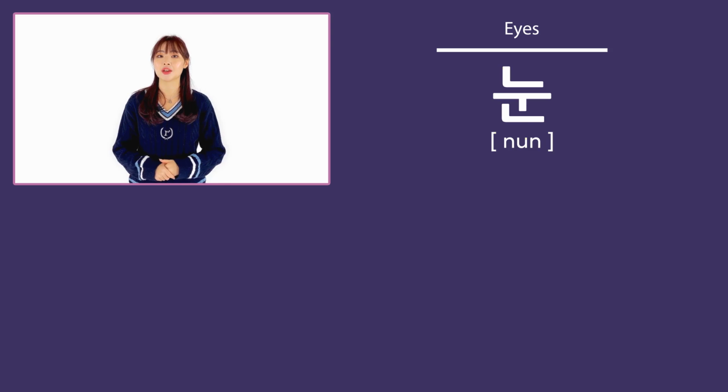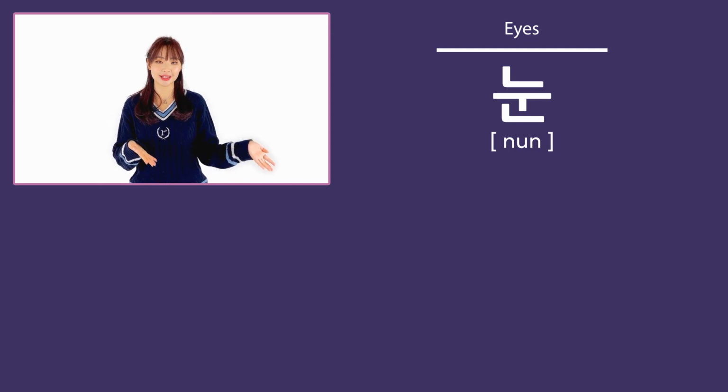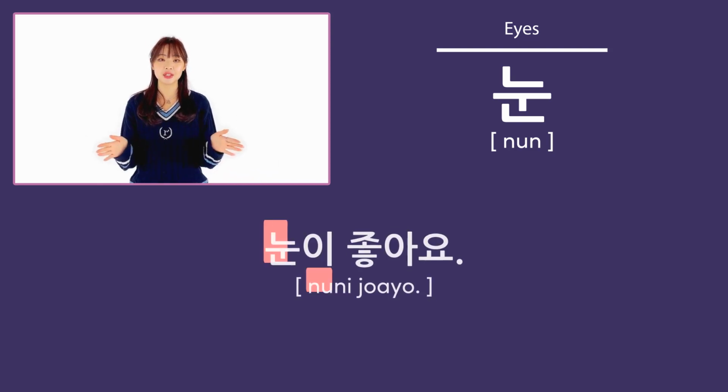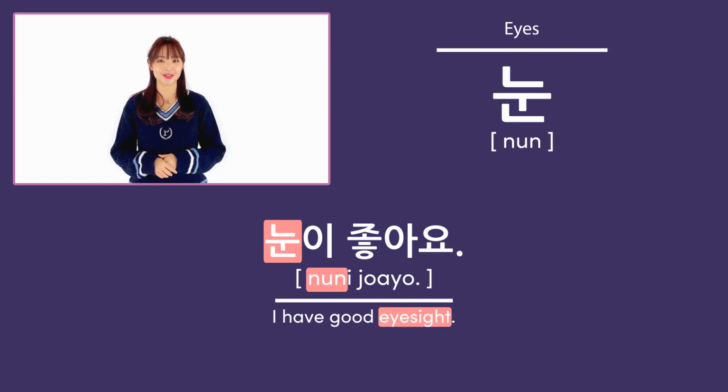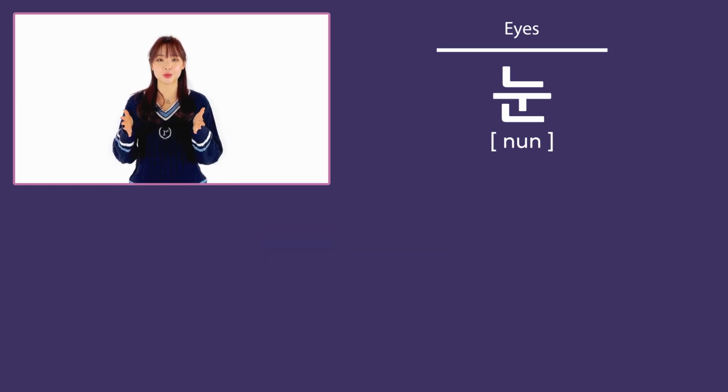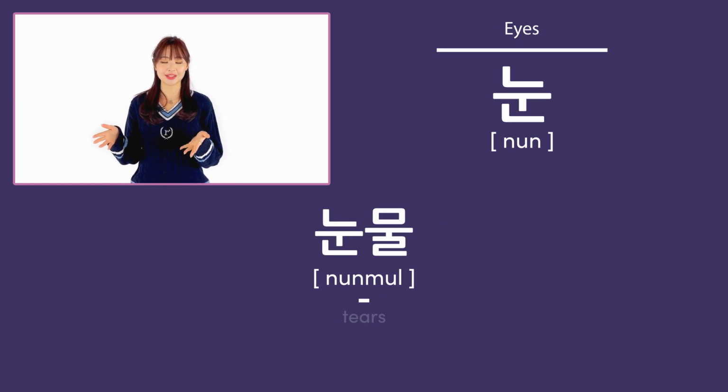Eyes. 눈. If you don't need glasses to read small text, you can say 눈이 좋아요. This means I have good eyesight. You'll also hear this word in 눈물, which means tears.